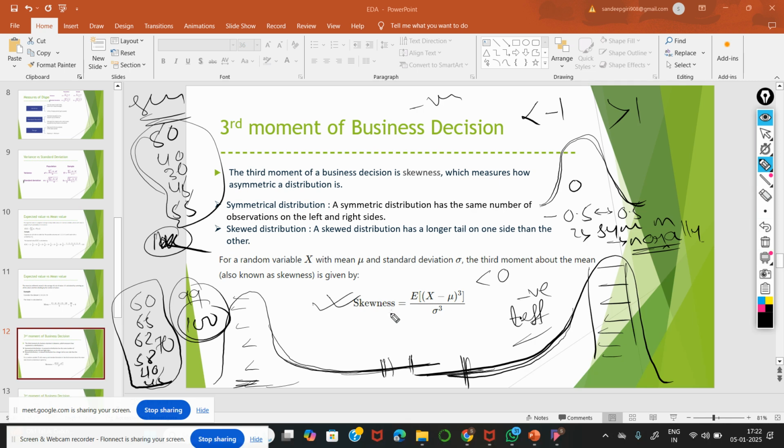Fine. So this particular skewness is very much helpful for business decisions. This is a powerful method, guys. Powerful method.